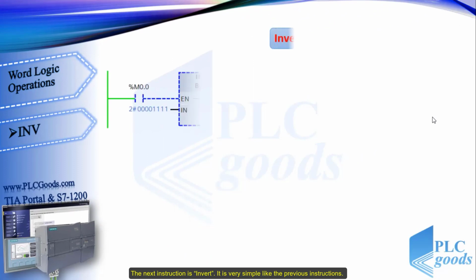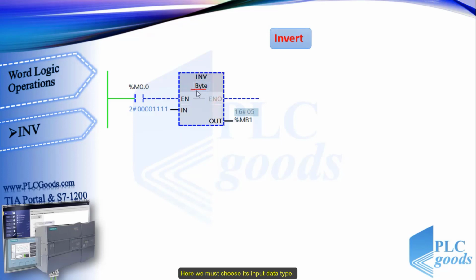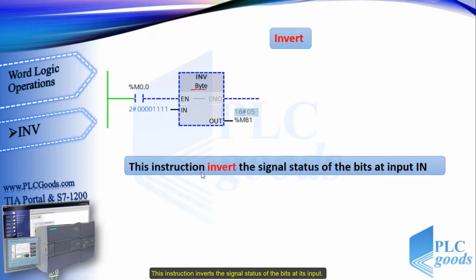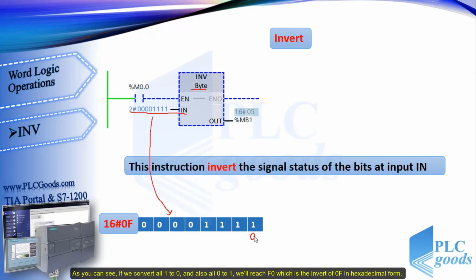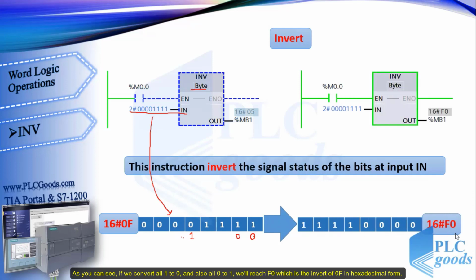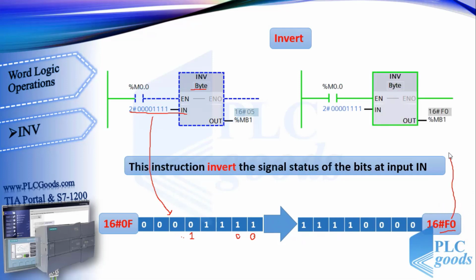The next instruction is invert. It is very simple like the previous instructions. Here we must choose its input data type. This instruction inverts the signal status of the bits at its input. As you can see, if we convert all 1 to 0 and all zeros to 1, we will reach F0, which is the invert of 0F in hexadecimal form.